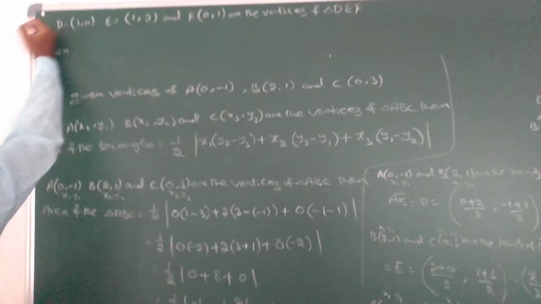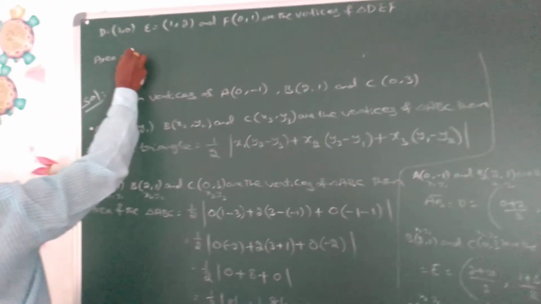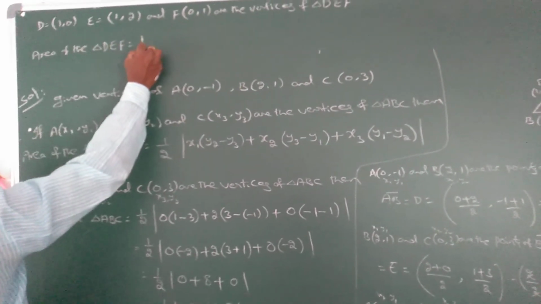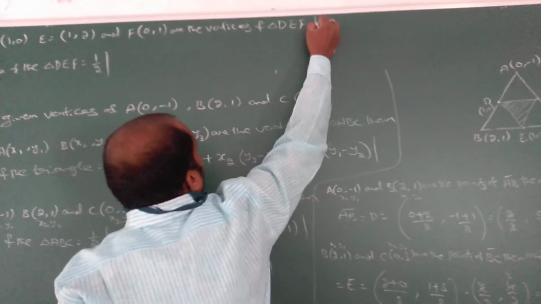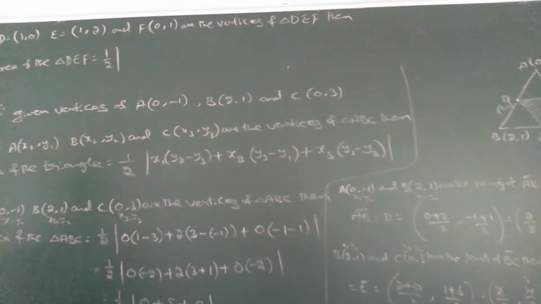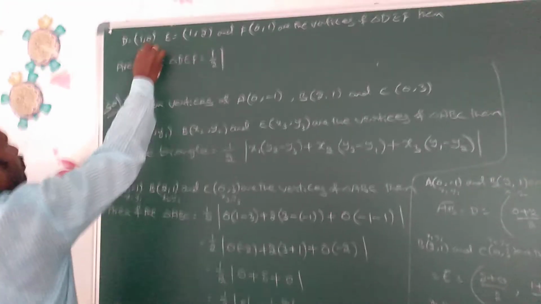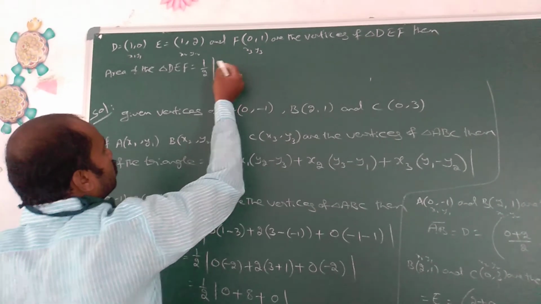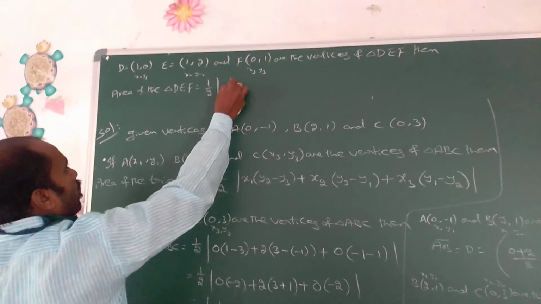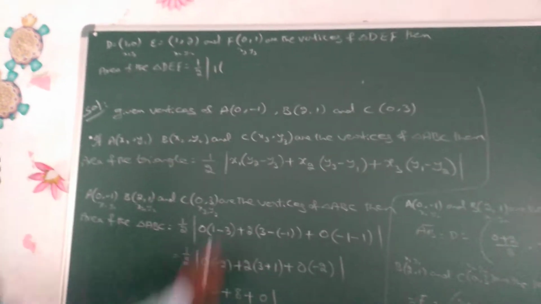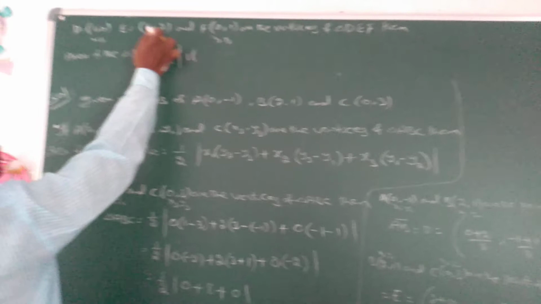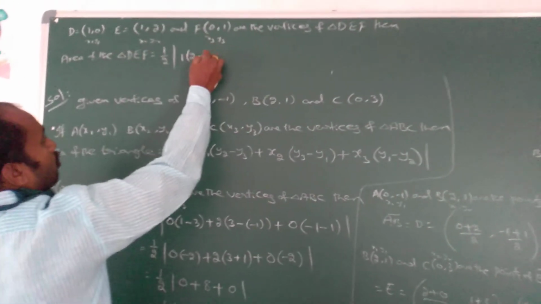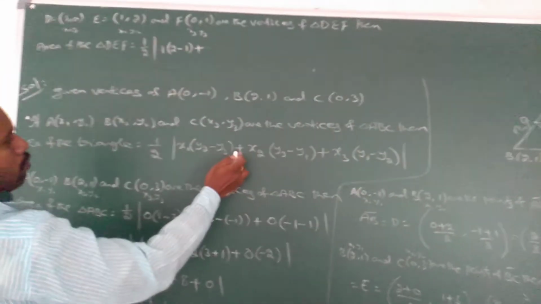Then the area of triangle DEF is equal to half modulus of, now substitute in the formula. Already you know the formula: first one x1, y1, second one x2, y2, third one x3, y3. Substitute that. First x1, how much is it here? 1 into y2 minus y3. y2 is 2, minus y3, y3 is 1.